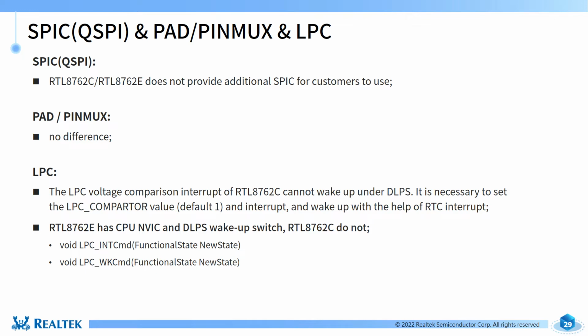The LPC voltage comparison interrupt of the RTL8762C cannot be used under DLPS to wake it up. Instead, you need to set the LPC comparator value with the default one and use the RTC interrupt to wake up. The RTL8762E has CPU and VIC and the DLPS wake up switch, while the RTL8762C does not. You can refer to the following two functions.